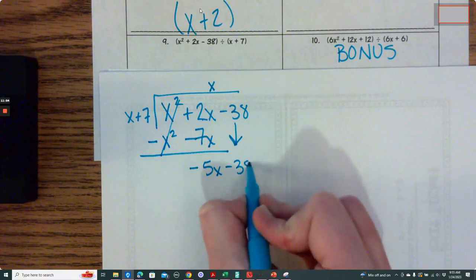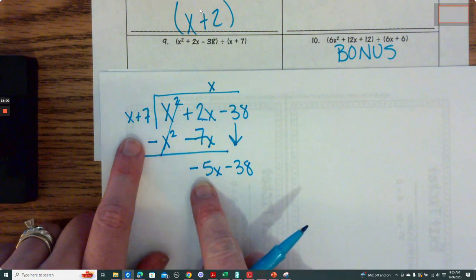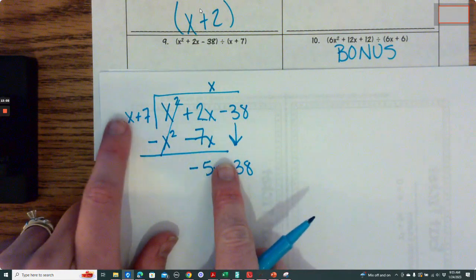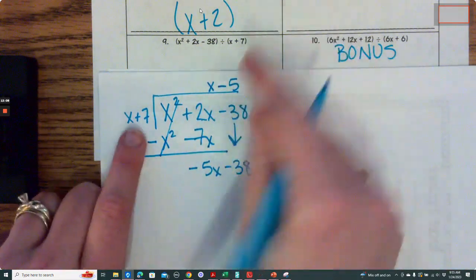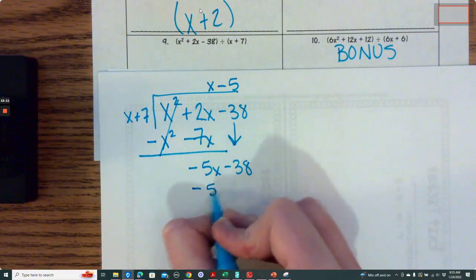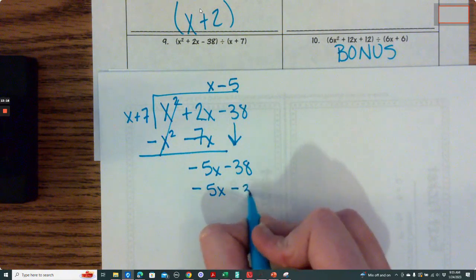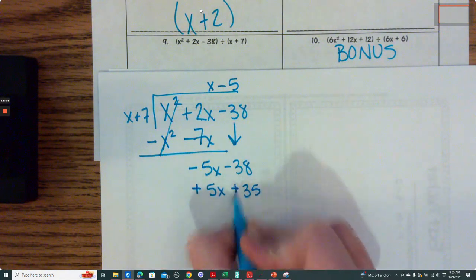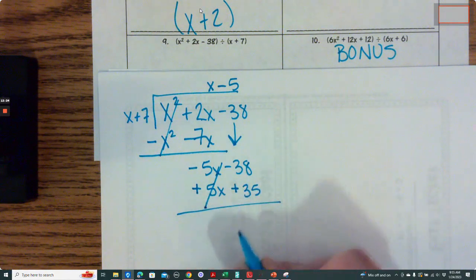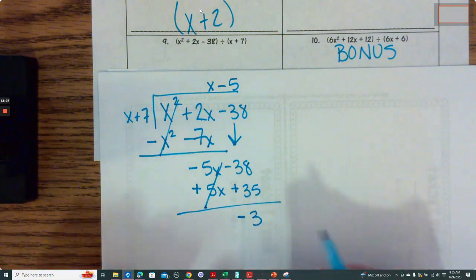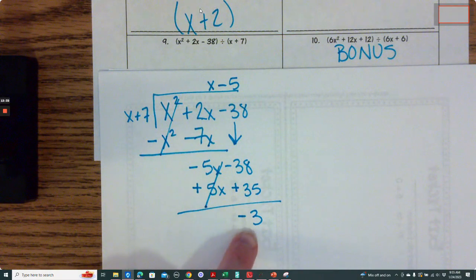Bring down the negative 38. X times what gives me negative 5x? So we've got the x's, so what do we have to multiply this by? Negative 5. So negative 5 times x is negative 5x. Negative 5 times 7 is a negative 35. Change the signs. So this cancels, but negative 38 plus 35 leaves me with a negative 3. This is how you know there's a remainder, because I pulled down the last term, but they didn't cancel out.